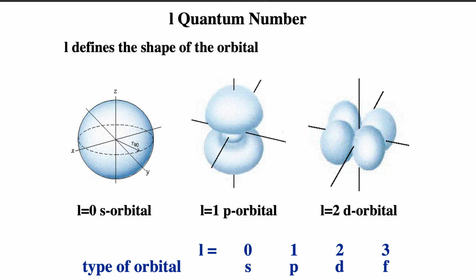And so the L quantum number defines the shape. I mentioned that for L equals 0, that corresponds to an s orbital, and that's spherical. L equals 1 corresponds to a p, and that looked kind of like a dumbbell. L equals 2 corresponds to a d, and that looks like a double dumbbell for most of those. And L equals 3 corresponds to an f, and those are a little bit more complicated.